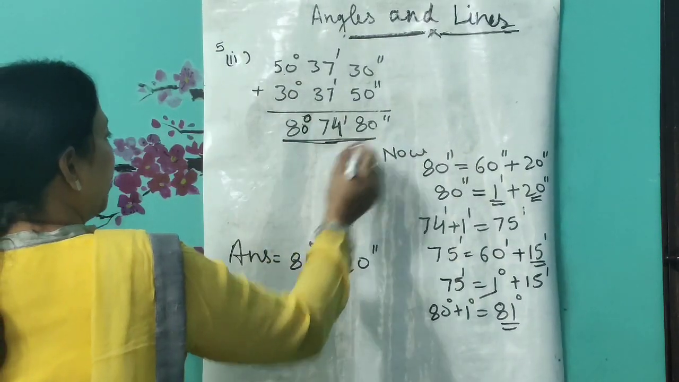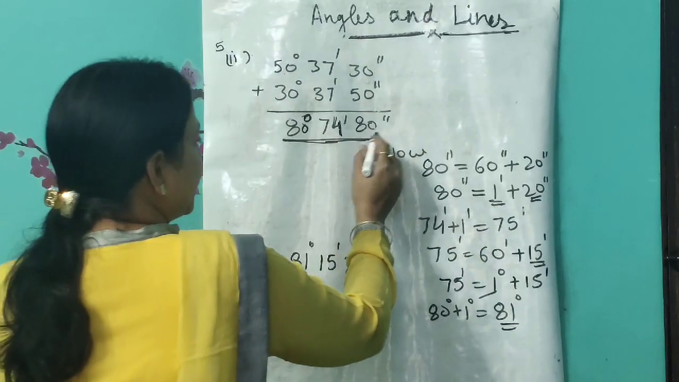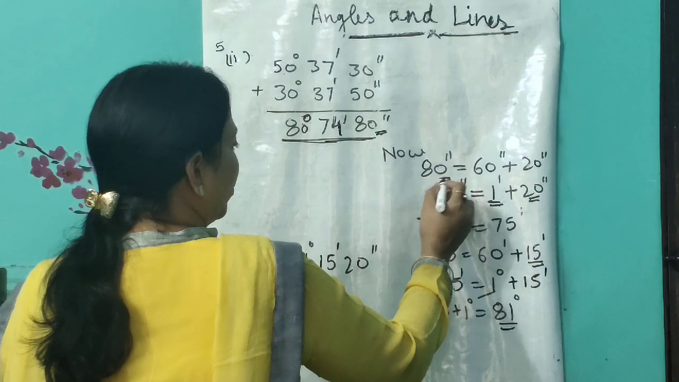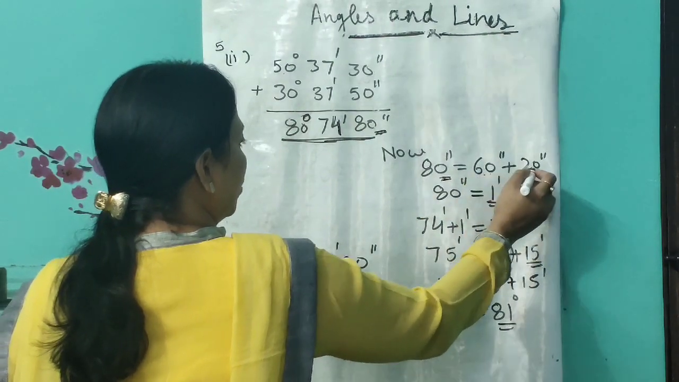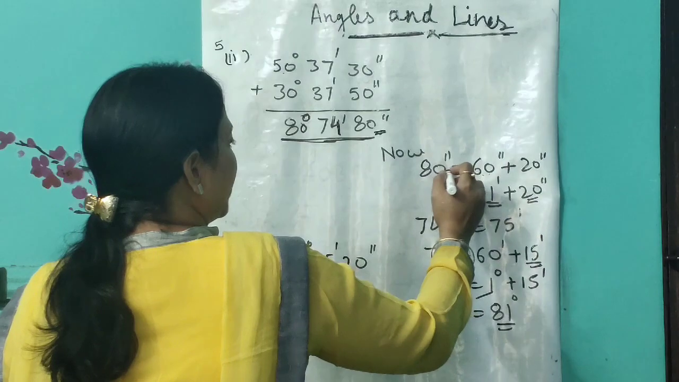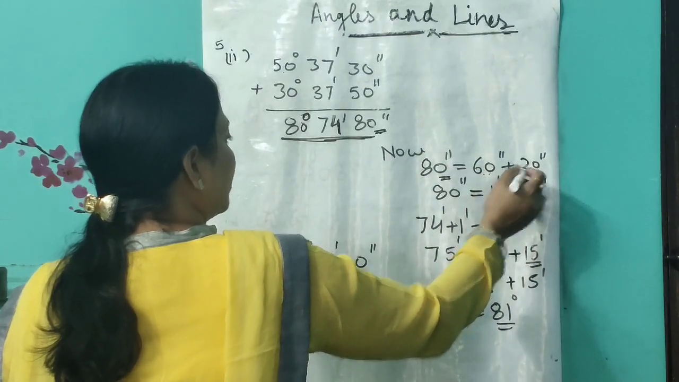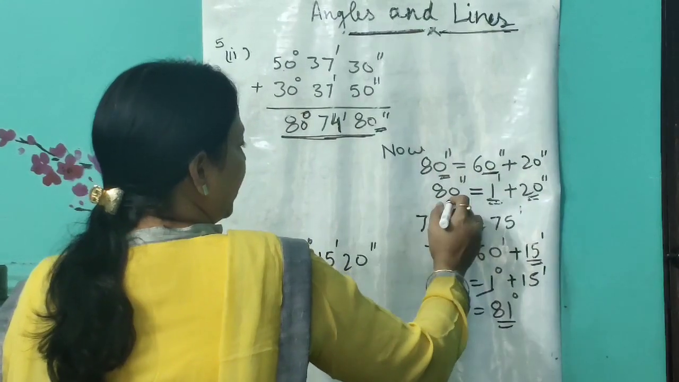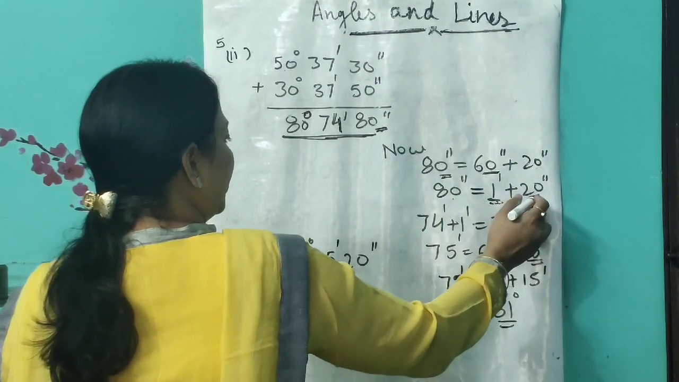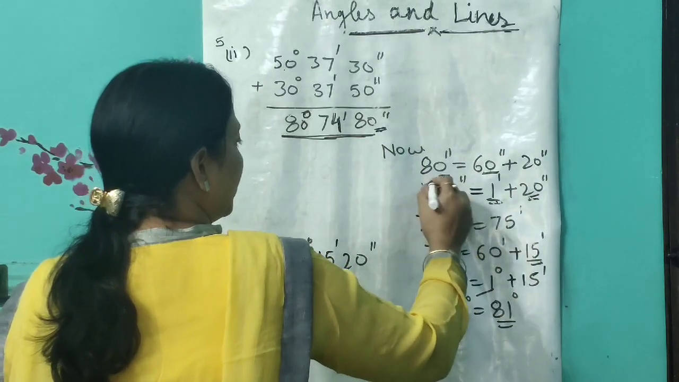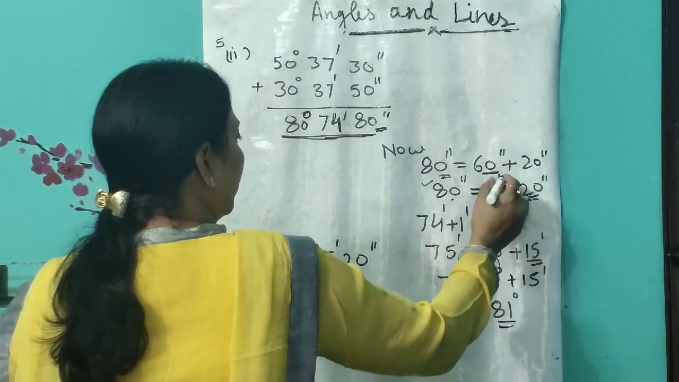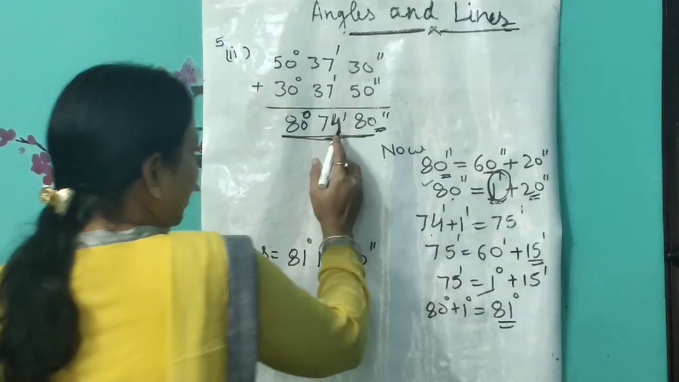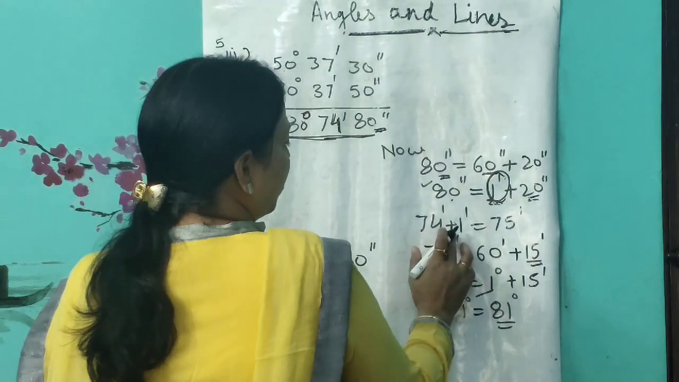Now write it in the proper form. So change this 80 seconds into minutes and seconds. 80 seconds you can write in two parts, 60 seconds plus 20 seconds. And 60 seconds can be written as 1 minute. So 80 seconds can be written as 1 minute 20 seconds. Now this 1 minute will be added to minutes. So here 74 minutes plus 1 minute.